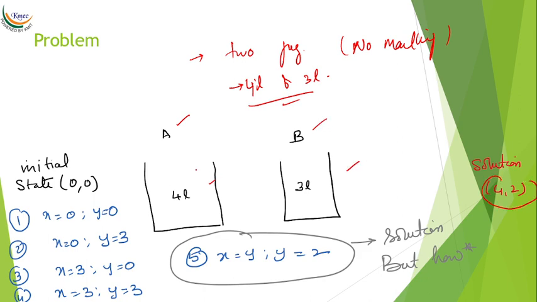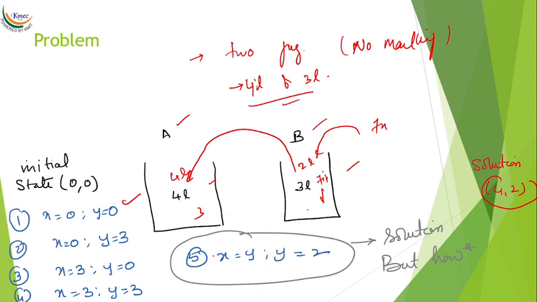One jug should hold 4 liters and the other 2 liters. In the initial stage we have 0, 0, both are empty, x is equal to 0, y is equal to 0. Then x is equal to 0, y is equal to 3. This is the fill. Then whatever water is filled here, I pour into the other, that becomes 3 liters. Then y equal to 0, x is equal to 3. Again I fill the water, now x is equal to 3, y equal to 3.